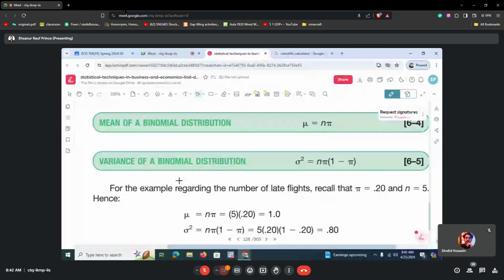Variance of a binomial distribution, sigma squared equal n pi into 1 minus pi. We know what is n, we know what is pi as well, right? But this is the formula. Please write the formula, guys. The mean of the binomial distribution is mu equal n pi, and the variance of a binomial distribution is sigma squared equal n pi into 1 minus pi. Clear, right?